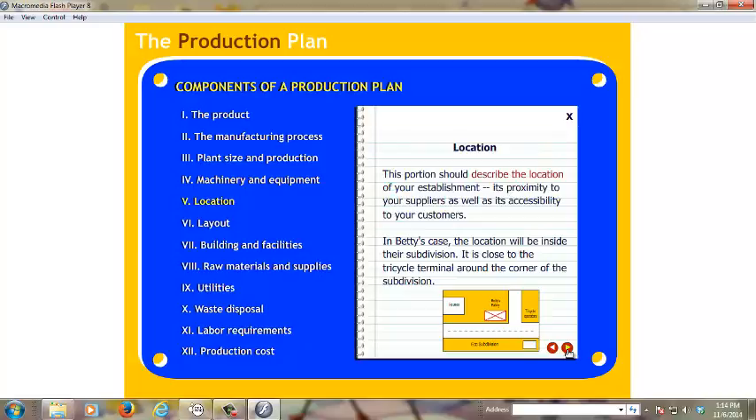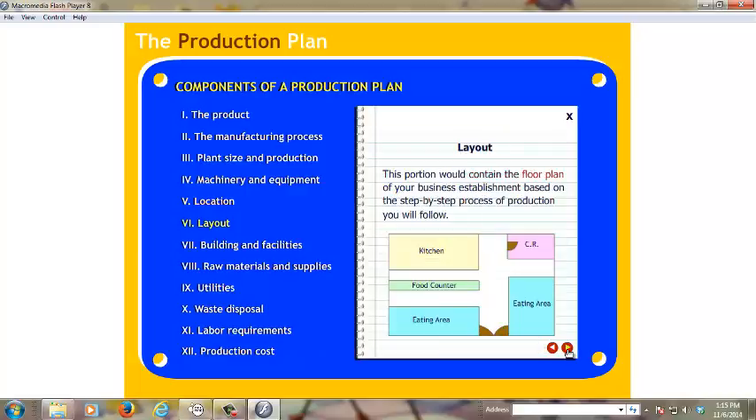Location. This portion should describe the location of your establishment, its proximity to your suppliers, as well as its accessibility to your customers. In Betty's case, the location will be inside their subdivision. It is close to the tricycle terminal around the corner of the subdivision.